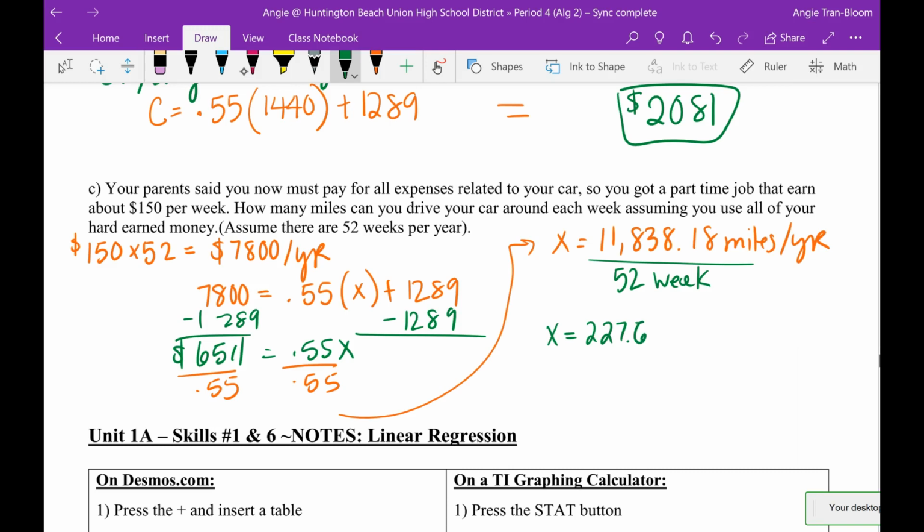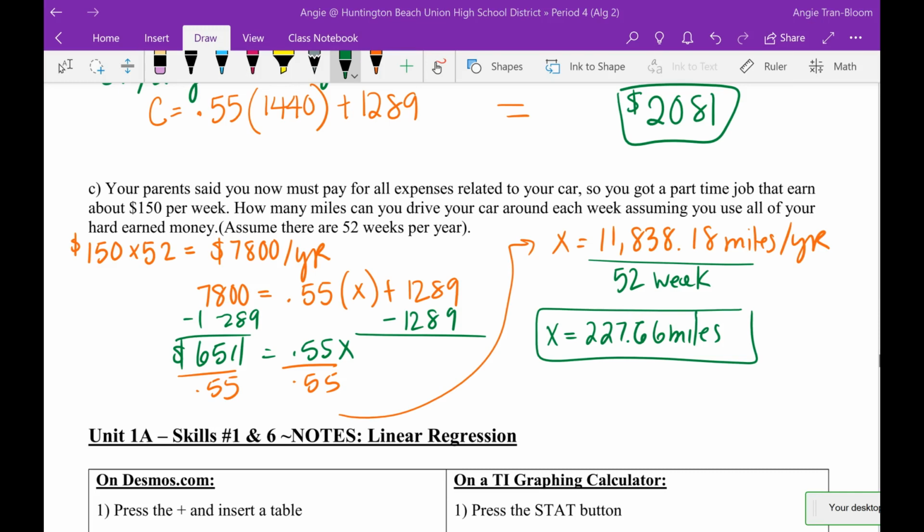227.65 miles. Okay, 66, rounding. That's a lot of miles to drive around. You can go to San Clemente multiple times for surfing. Okay, I am done lecturing. Why don't you guys take out your homework so I can stand it?